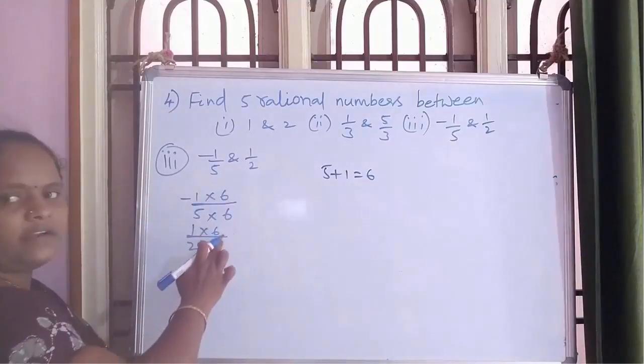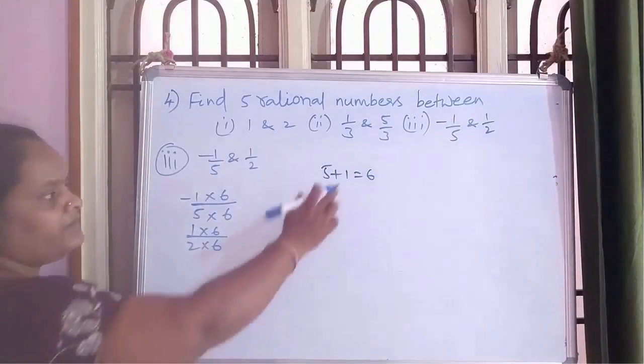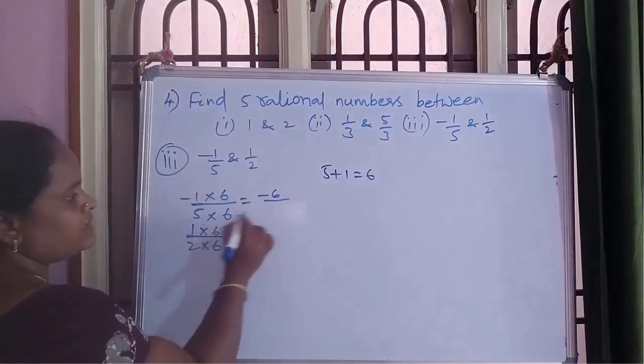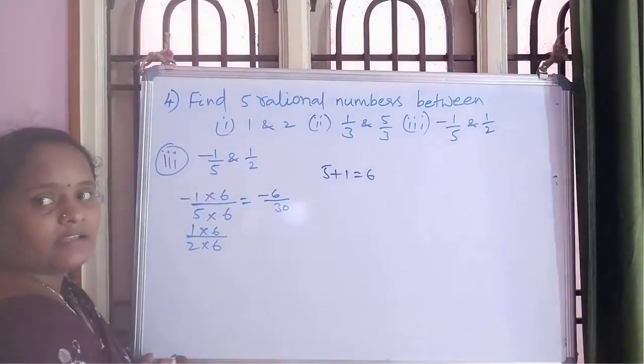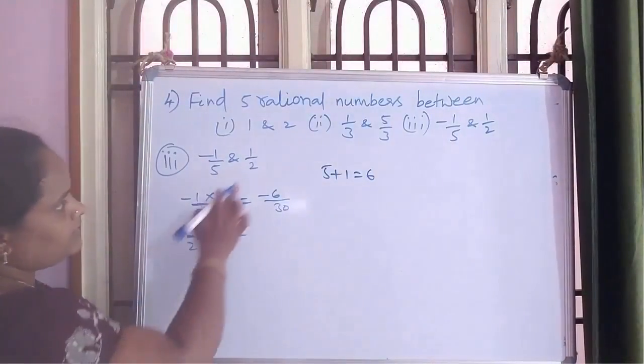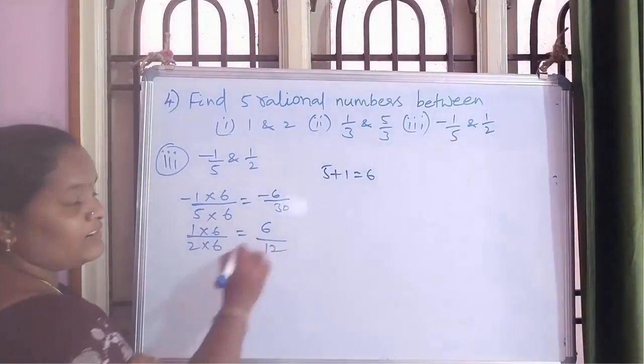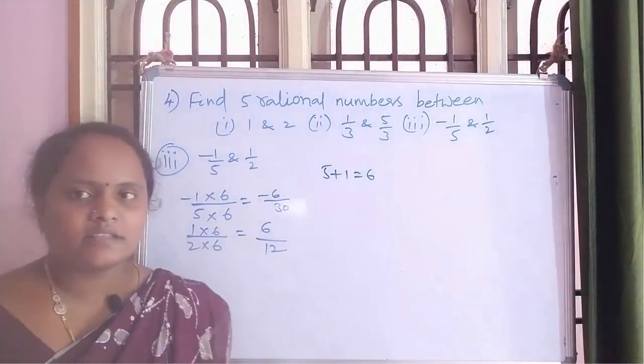In the numerator and in the denominator I have to multiply with 6. Here minus 1 into 6 is minus 6. Down, 5 6s are 30. 30 is the denominator. Here in the other one, 1 by 2, 1 into 6 is 6. 2 6s are 12. 12 is the denominator. Just check the denominators.